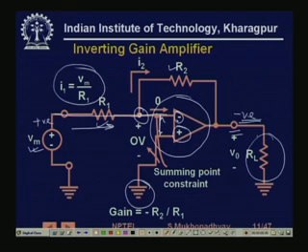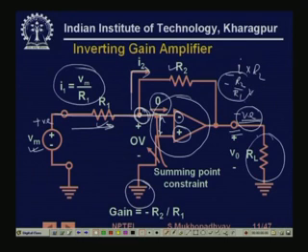Since the amplifier presents an extremely high input impedance, no current is flowing into it. So this same current is flowing through R2. This is at ground, so this potential is minus I into R2. What is I? I is V by R1, so the output is minus R2 by R1 into V. So minus R2 by R1 is the gain. This is called the inverting gain amplifier. It is very simple and requires only 2 resistance elements.